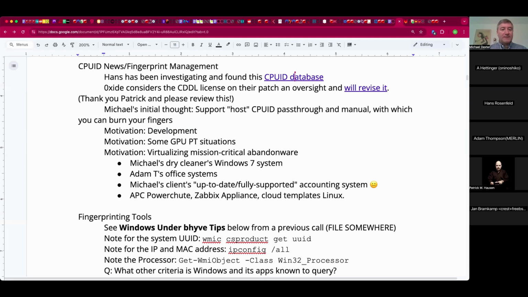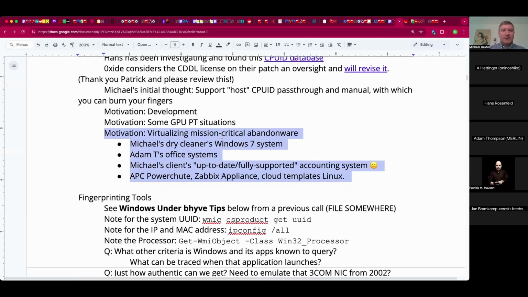So total flexibility might be really helpful to developers. I touched on a few weeks ago the GPU pass-through, where either we need to say, hey, we're not bhyve, we're KVM, or this slot is this GPU slot, or the CPU has to look like a server or other stuff. So there's one quick one, and then what I'm calling mission critical abandonware. And that's, I think, the heart of this, and especially Adam, where I want to hear your insights.